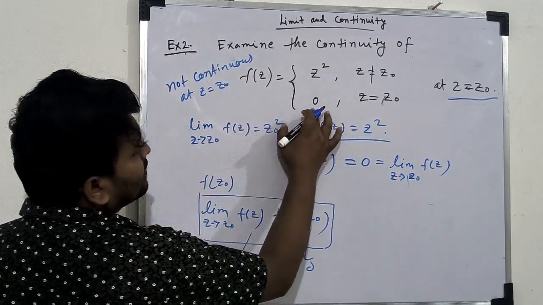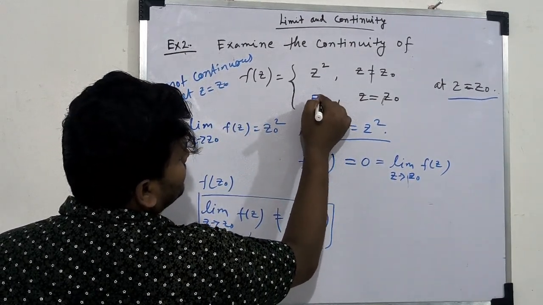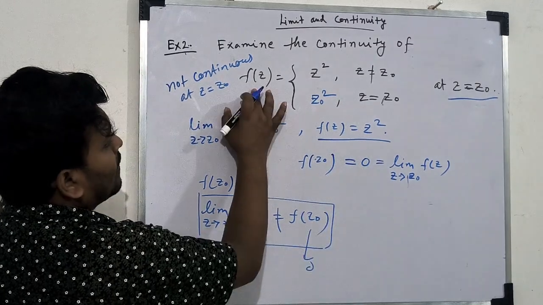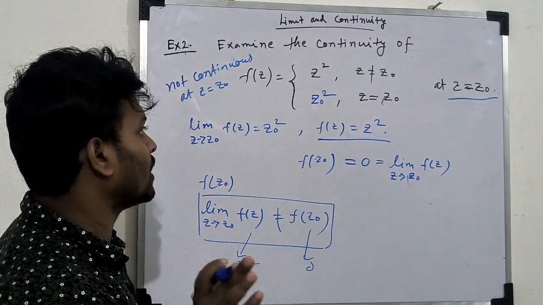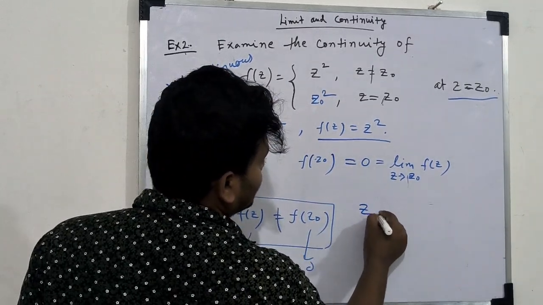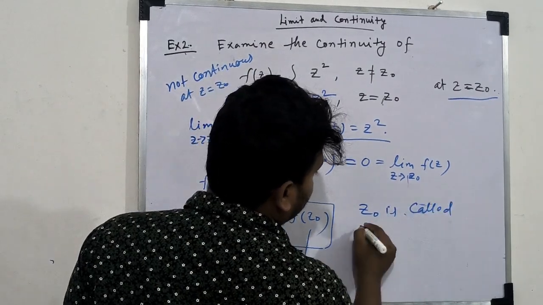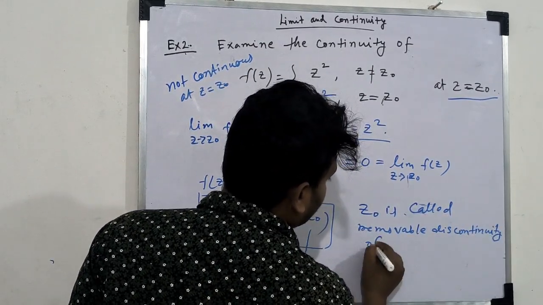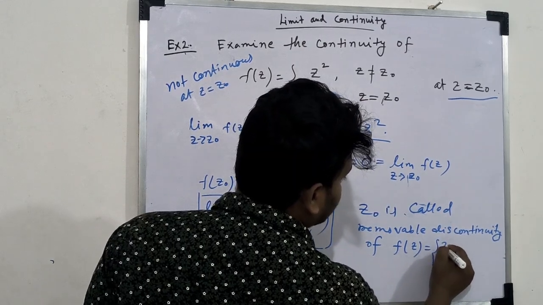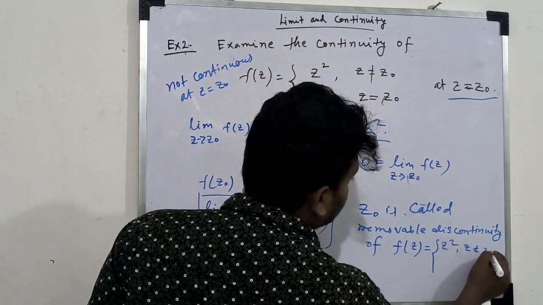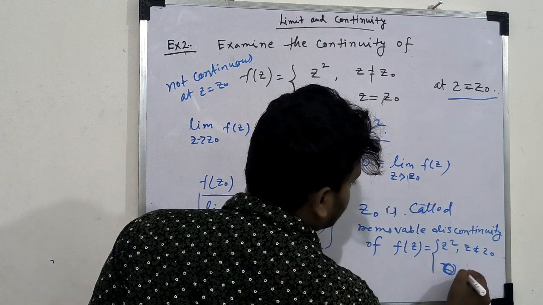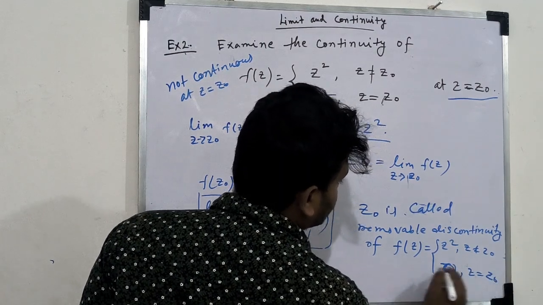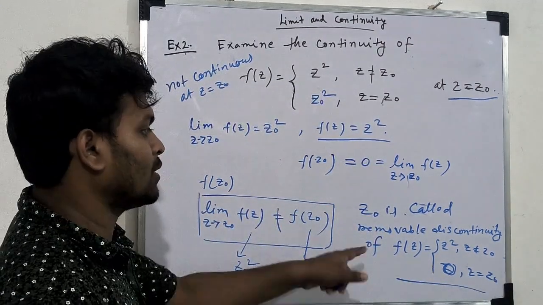But if we redefine this as z0 square, then this function will be continuous. So in this case, z0 is called a removable discontinuity of f of z equal to z square when z not equal to z0, and this is 0 when z equal to z0. So for this function z0 is a removable discontinuity.